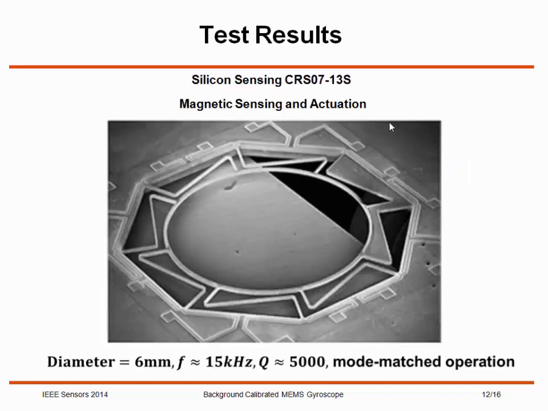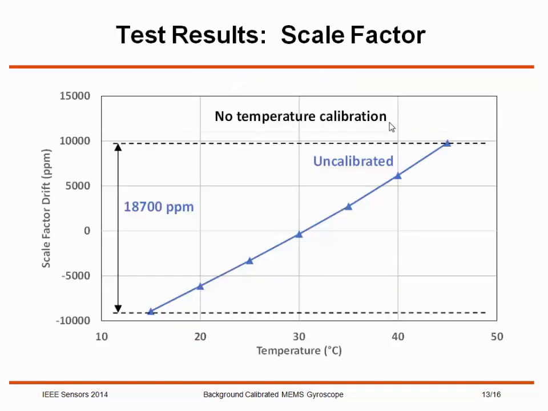So now let's talk about the test results. We got the sensor module of a commercial product. You can get this sensor from the market. So it's a good sensor by itself. It's a perfectly symmetric structure. It has a linear transduction because it's a magnetic sensor. It's mode matched. So first we made the scale factor test between 15 Celsius and 45 Celsius.